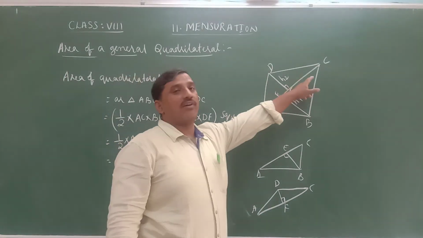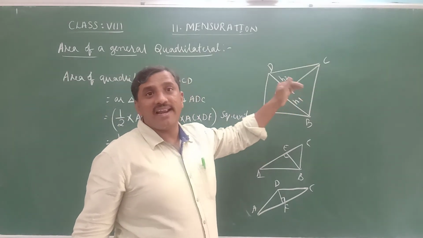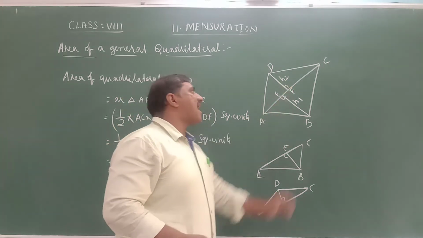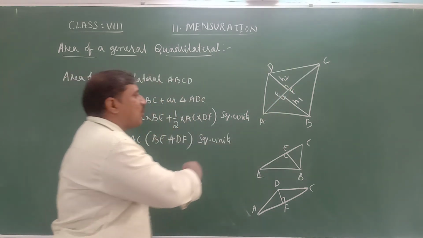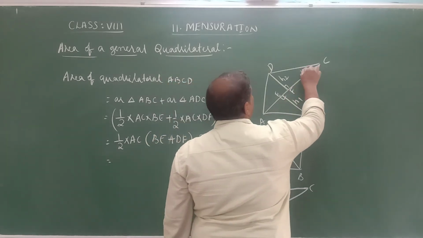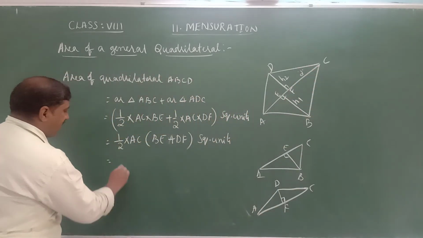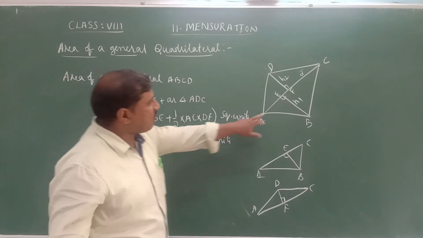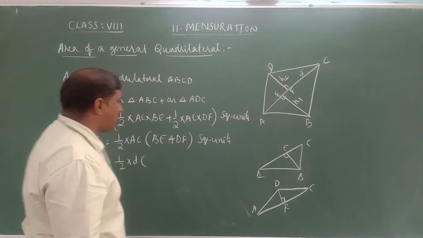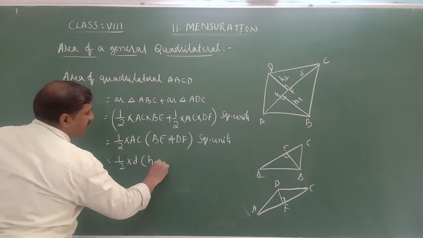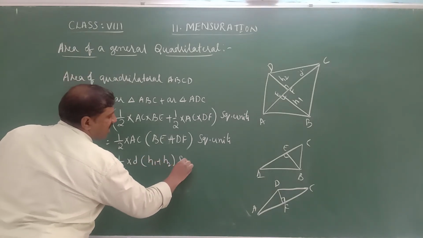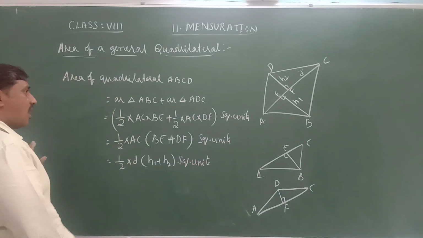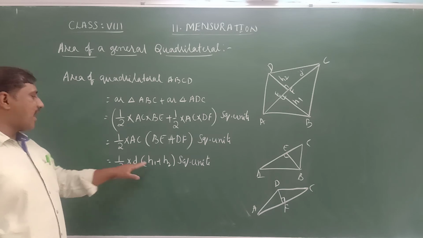Then what is AC here? It is one of the diagonals of the quadrilateral ABCD. Let us take the total length of the diagonal AC as d units. So half into d into BE, which we take as h1, and DF is h2. That is h1 plus h2 square units. So half into d into h1 plus h2.